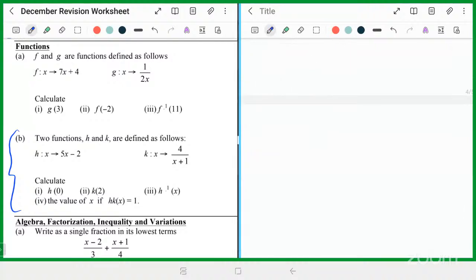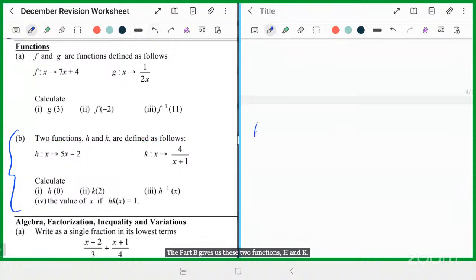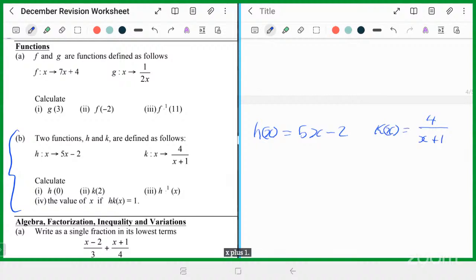Part B gives us these two functions, h and k. h of x equals 5x minus 2, and k of x equals 4 over x plus 1. Then the first part wants us to find h of 0. So we're going to put 0 in the h function right here. h of 0 means I'll plug in 0 in the h function.